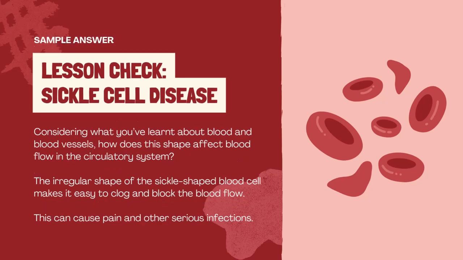Sample answer. Lesson check, sickle cell disease. Considering what you've learned about blood and blood vessels, how does this shape affect blood flow in the circulatory system? The irregular shape of the sickle-shaped blood cell makes it easy to clog and block the blood flow. This can cause pain and other serious infections.